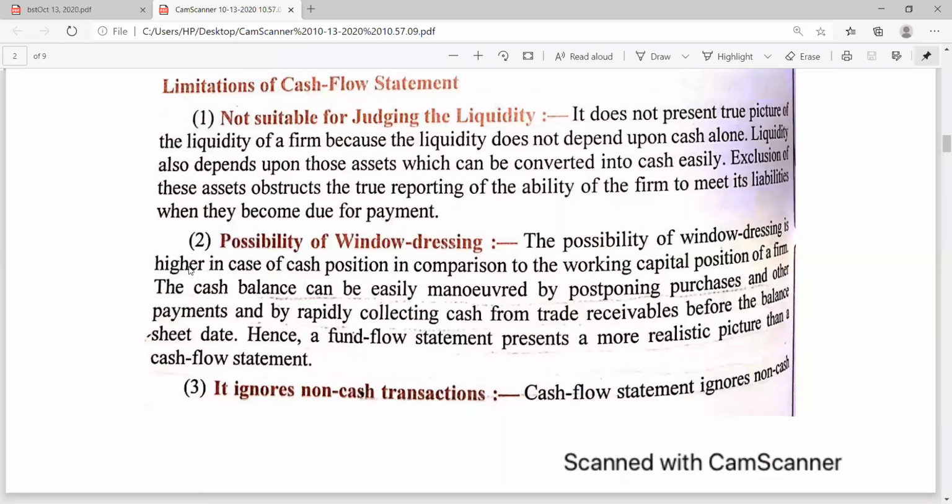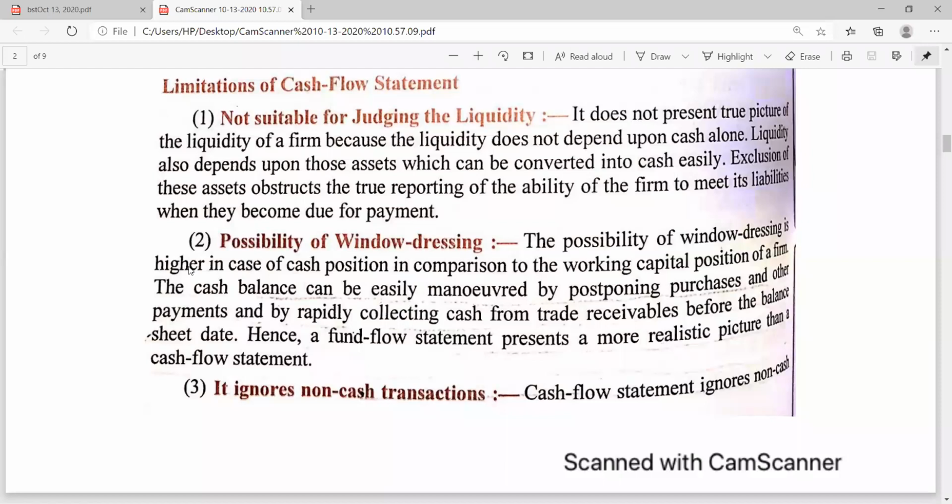Like a coin, it has two sides. No doubt, a lot of advantages, a lot of uses, a lot of importance is there, but it has some limitations as well. A dark side is also there. It is not suitable for judging the liquidity. It does not present the true picture of the liquidity because it considers cash only. Liquidity also depends on the assets that can be converted into cash easily. Exclusion of these assets obstructs the true reporting of the ability of the firm to meet its liabilities when they become due for payment.